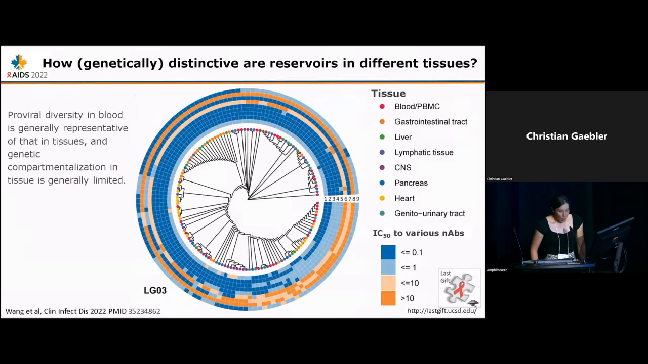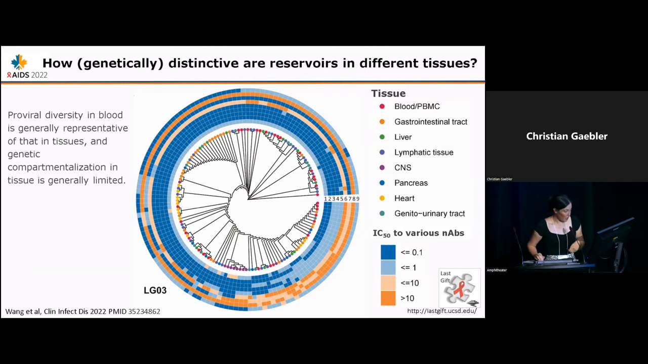So moving on to tissues, where in the body does HIV reside? As we heard this morning, HIV can be found in many, many tissues in the body, not necessarily because HIV can physically infect the cells of that tissue. Sometimes it's because specialized immune cells traffic to those tissues. But one relevant question is, if HIV resides in all these places, how representative is the genetic diversity of HIV in the blood of the diversity elsewhere? The broad answer is that proviral diversity in blood generally represents that of tissues, and the level of genetic compartmentalization in tissues is generally limited, as shown here on one slide.